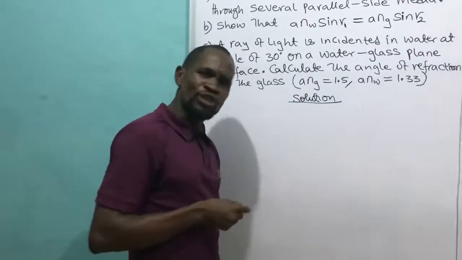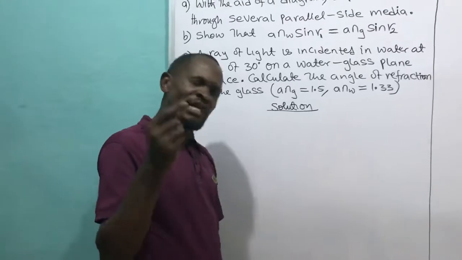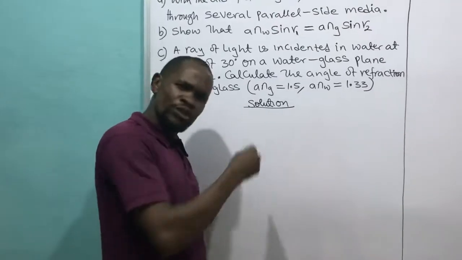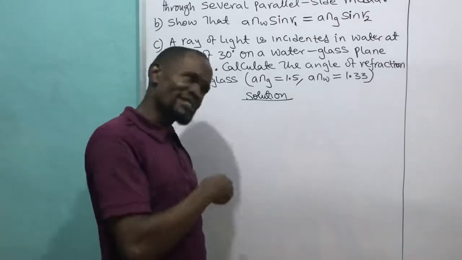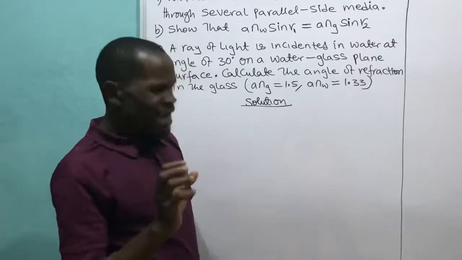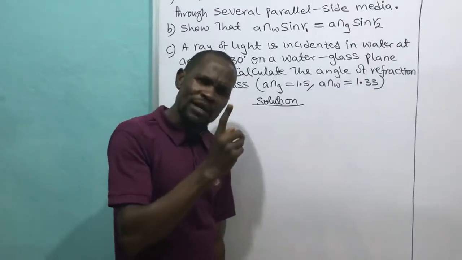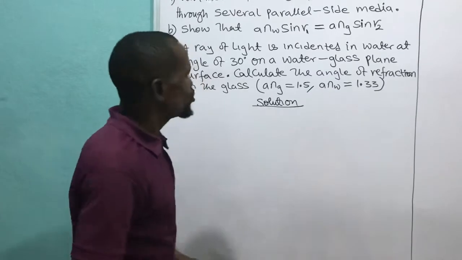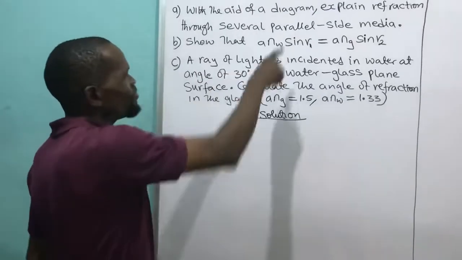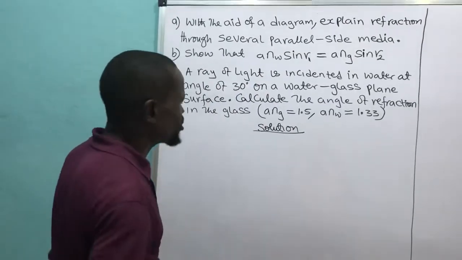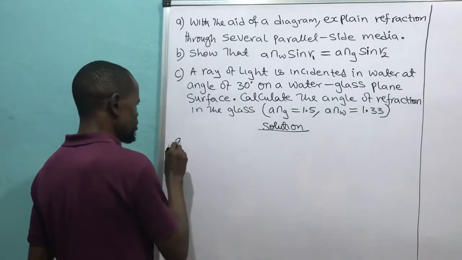This is a WAEC question, and this is also an optics and wave question in WAEC and university. So pay attention and grab the proper explanation as we go. The first question said, with the aid of a diagram, we should what? Explain refraction. That is the first question.